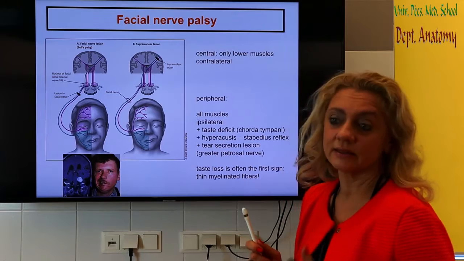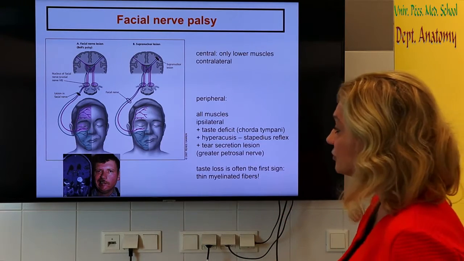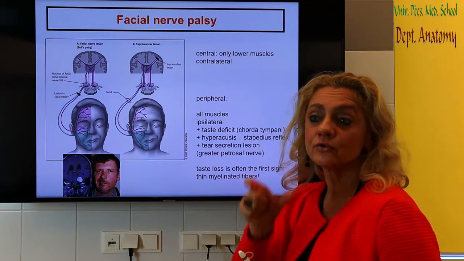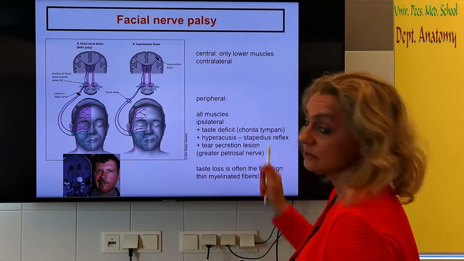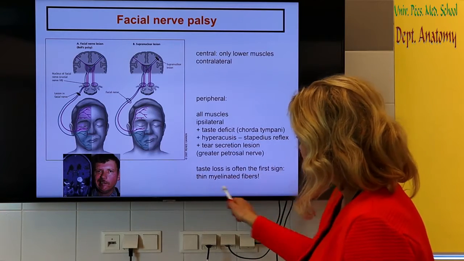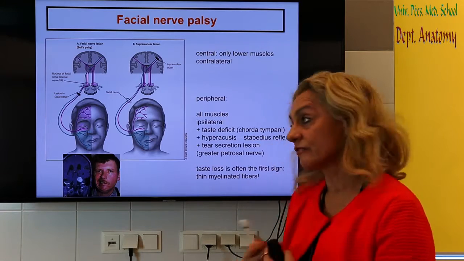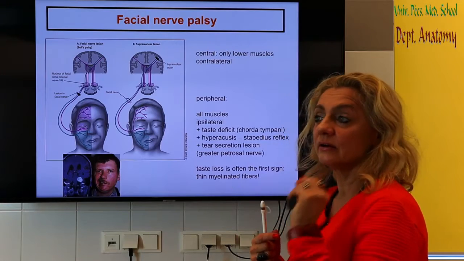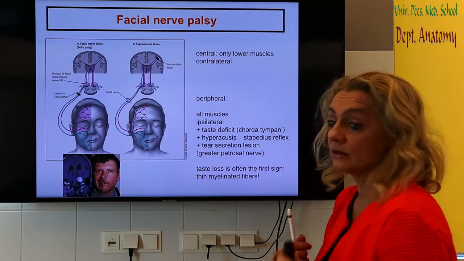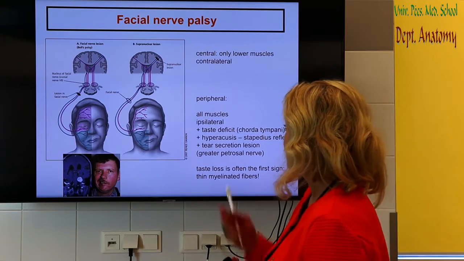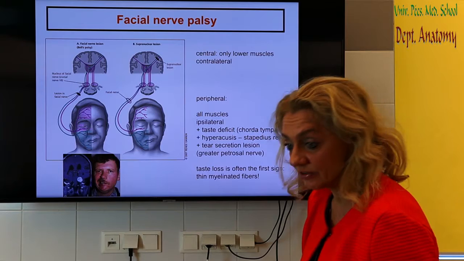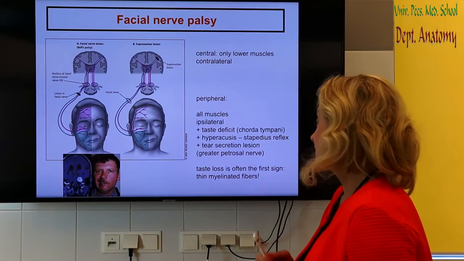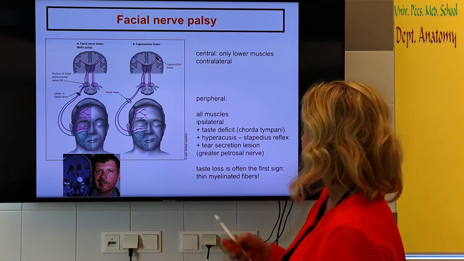You already know taste, that through the chorda tympani, facial nerve is involved in taste, anterior 2/3 of the tongue, and of course this will be lost too. And many times this is the first symptom, first sign of a facial nerve palsy. Why? Because these are sensory fibers, and these are very thin fibers. The myelin sheath is much thinner than of the motor nerves, which have very thick myelin sheath. So many times this is what the patients first notice, that they cannot taste the food.